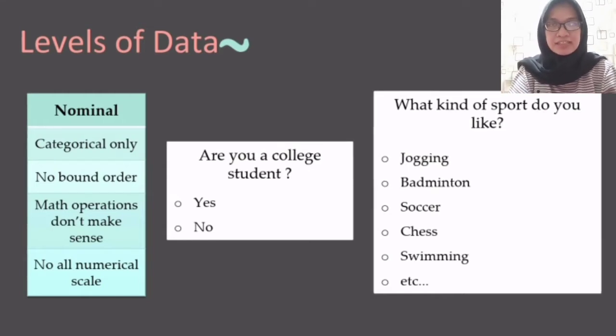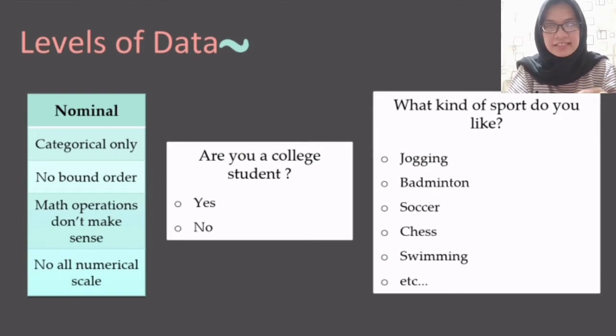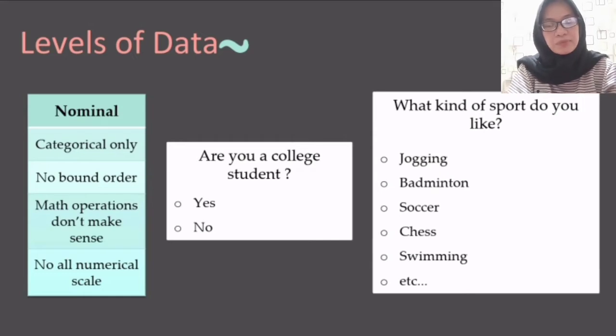For example, are you a college student? It has one category, college student, and then no bound order on it between yes answer and no answer, and then we cannot do math operations on it because it will not make sense, and then it's not about numerical scale.